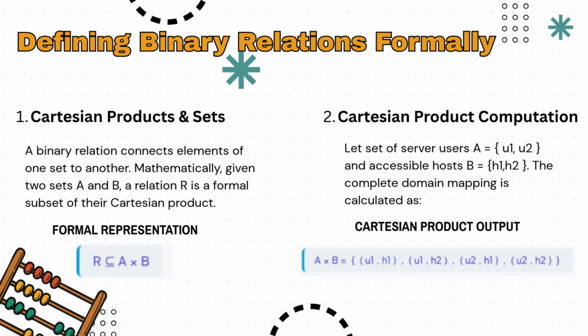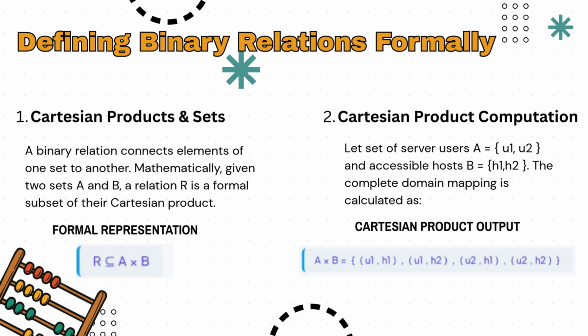Mathematically, data in computer systems rarely exist in isolation. If we have two arbitrary sets, set A and set B, their Cartesian product, denoted as A × B, represents the set of all possible ordered pairs where the first element is from A and the second is from B. Formally, as defined in Kenneth Rosen's Discrete Mathematics and Its Applications, a binary relation R from A to B is a subset of this Cartesian product. We express this as R ⊆ A × B.